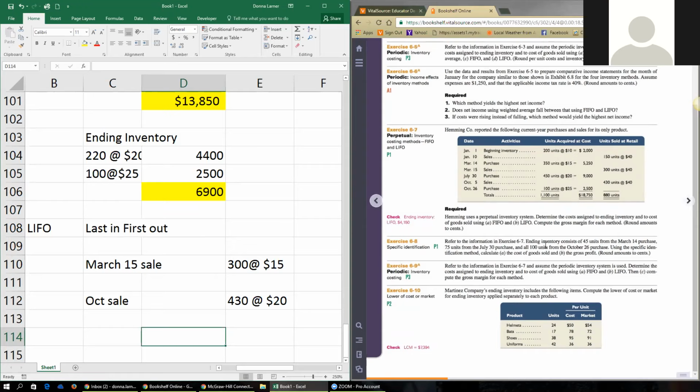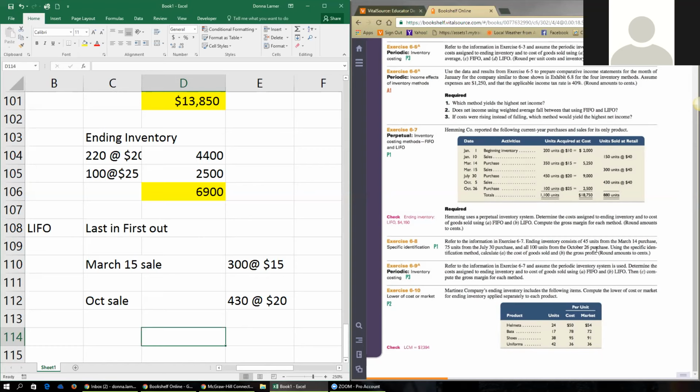So you can see exercise 8 says, at the very end of the month, or year, there were 45 units from March still left, 75 from the July stuff, and 100 from the October stuff. So your assumption is if that's all that's left, all the rest of it was sold. So to figure cost of goods sold, you just sort it into 2 piles. You take the 45 from the March 14th, and that was $15 a piece. Put that in the ending inventory category.